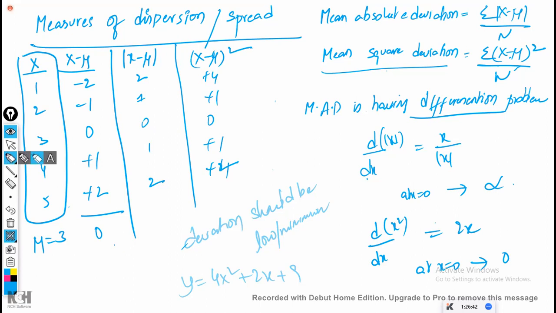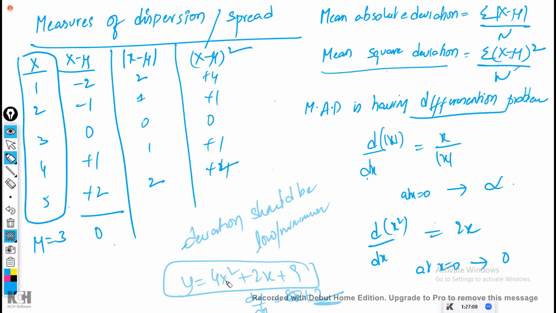Now, how did you calculate that value? Just based on the differentiation. First, we do the differentiation, that is dy by dx, 8x plus 2. And x is equal to 0 means the minimum value you are going to get is 2. That is the minimum value for this equation. If you substitute 0, 9 only you will get.